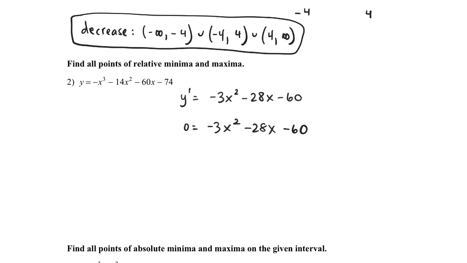So I'm going to multiply 3 times 60, that's 180. So we have factors of 180 that are going to add to negative 28. So let's take negative 18 and negative 10. That's going to multiply to 180, but also add to negative 28. So we'll factor this one by grouping.